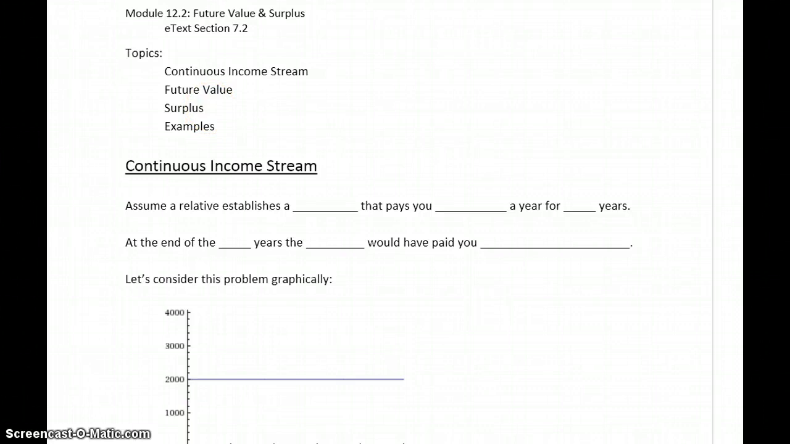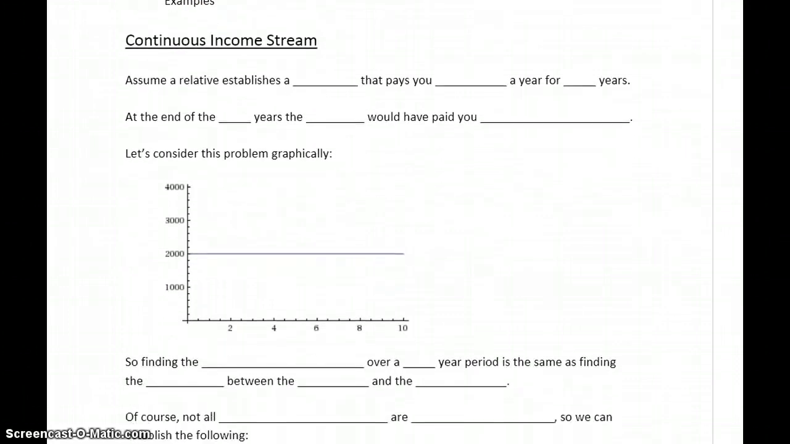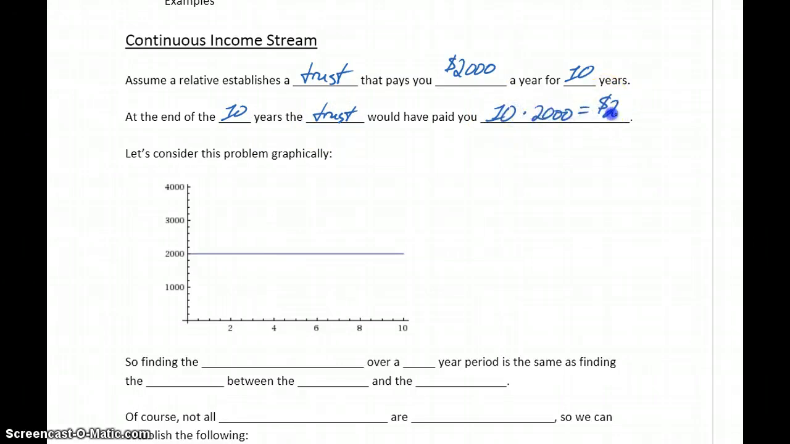So let's start off with a situation where we assume a relative establishes a trust. And in this case, a trust that's going to pay you $2,000 a year for a period of 10 years. So at the end of that 10 years, the trust will have paid you 10 times 2,000 or $20,000. So let's look at this problem.